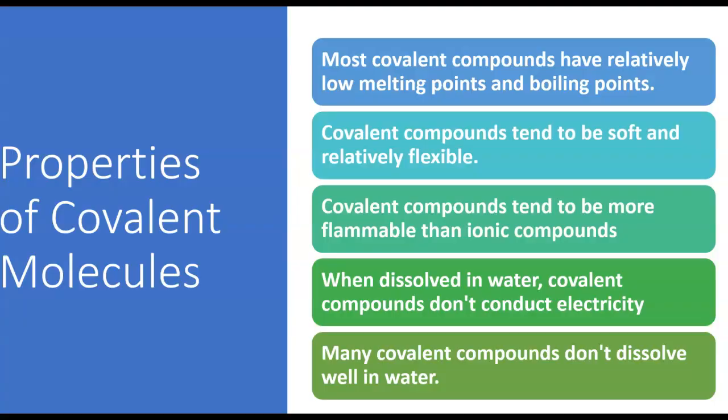Some general properties of covalent compounds. They have relatively low melting points and boiling points, and we'll talk more about those as we get into this course. Covalent compounds tend to be soft and relatively flexible. Remember, they're both nonmetals, so that makes a little bit of sense. They tend to be more flammable than ionic compounds. When they dissolve in water, they do not conduct electricity like ions and electrolytes do. And many covalent compounds don't dissolve well in water at all.